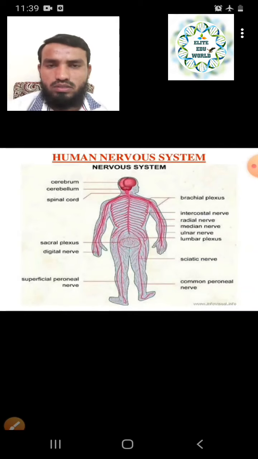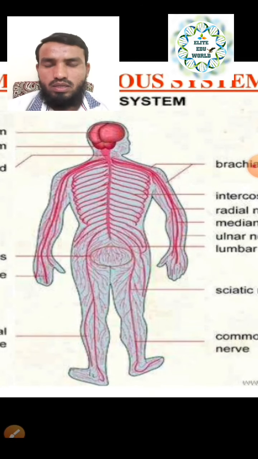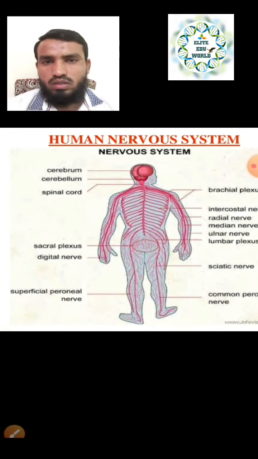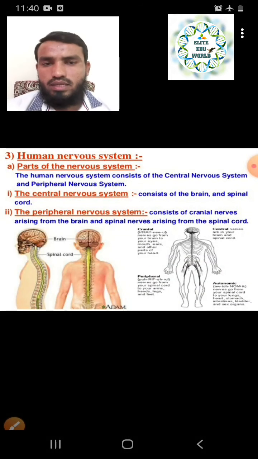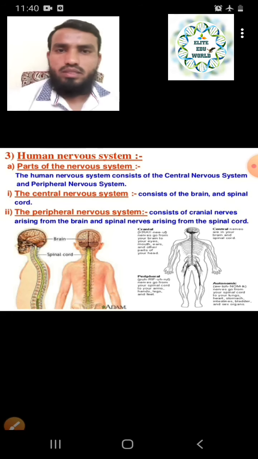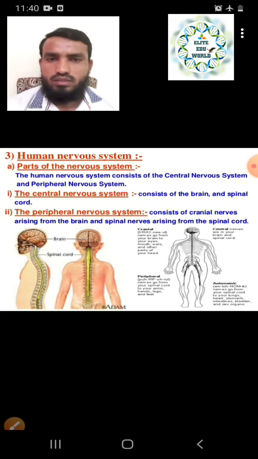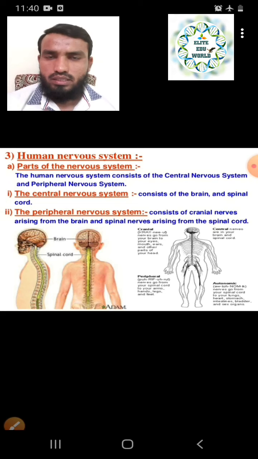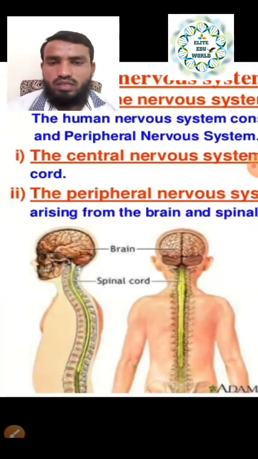Then we saw the human nervous system. It consists of nerves, and collectively the nerves together with the brain and spinal cord are called the nervous system. In the last slide we divided the nervous system in humans into the central nervous system, called CNS, and the peripheral nervous system, called PNS. Now we will see what CNS is. It consists of the brain and spinal cord. PNS consists of the nerves arising from the brain, called the cranial nerves, and the spinal nerves arising from the spine.